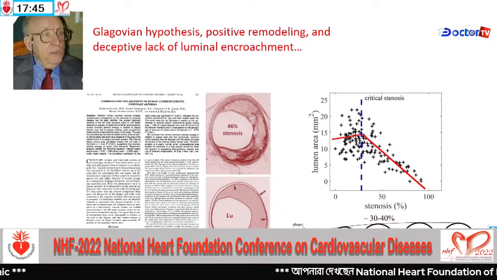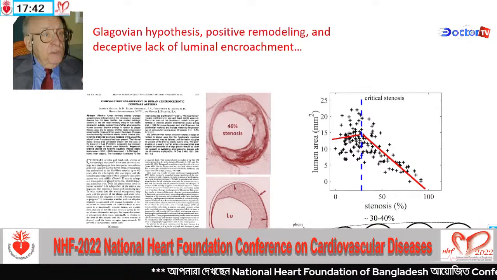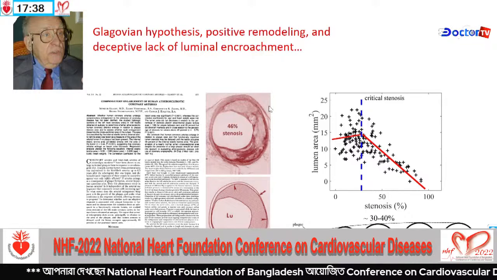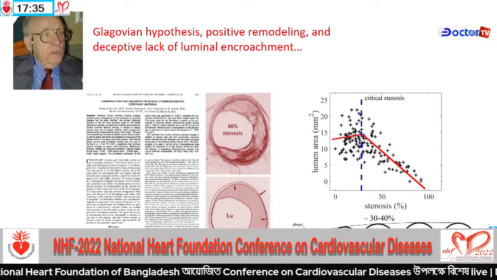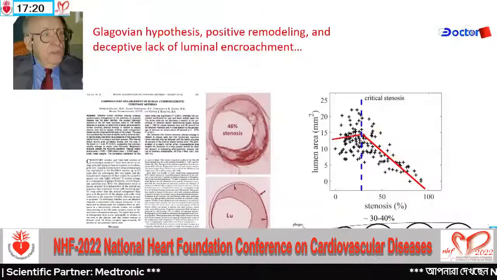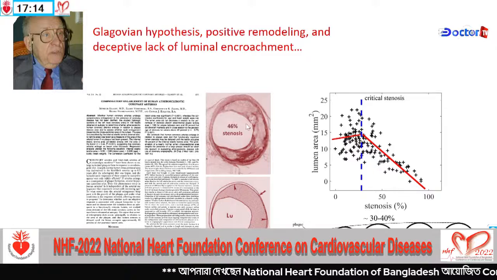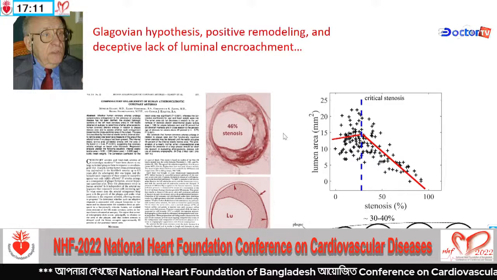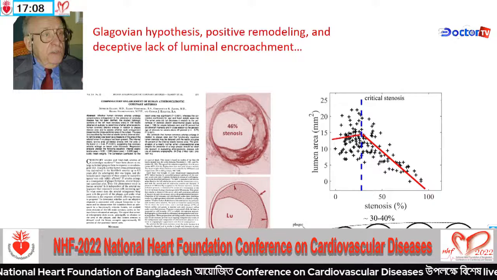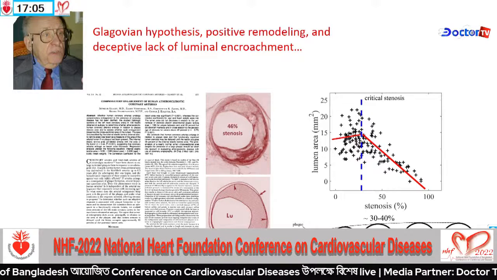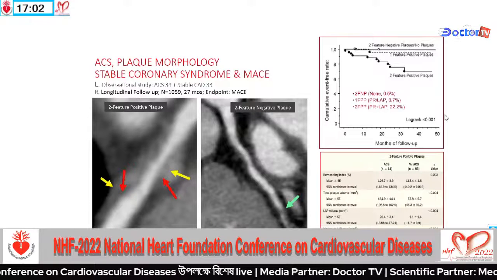And why is it that you can harbor a large necrotic core, but still the lumen may not be affected? This phenomenon was first shown by Seymour Glagov, who in autopsy cases demonstrated that unless the necrotic core and the plaque area occupies more than 40% of the cross-sectional area of the vessel, the plaque does not start to impinge on the lumen, unless it is a fibrotic scar or scarred plaque. So in this particular case, you can clearly see that there is a huge necrotic core, but the vessel has expanded outwards, or there has been an expansive, outward, or positive remodeling before it starts to impinge on the lumen.